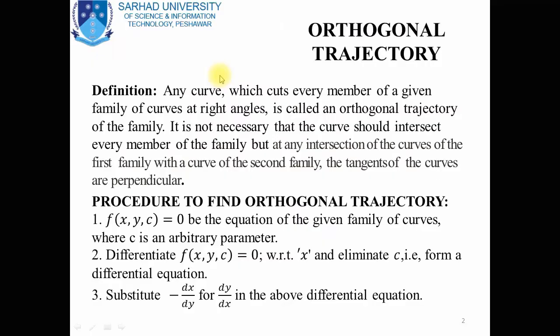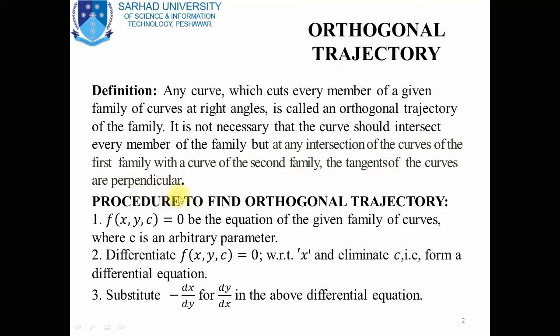And now dear students, as I have already told you, any curve which cuts every member of a given family of curves at right angles is called an orthogonal trajectory of the family. It is not necessary that the curve should intersect every member of the family, but at any intersection of the curve of the first family with a curve of the second family, the tangents of the curves are perpendicular.